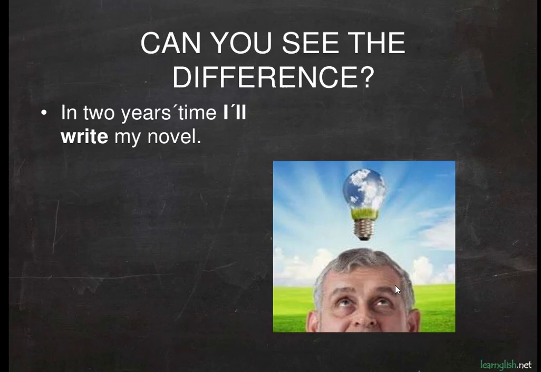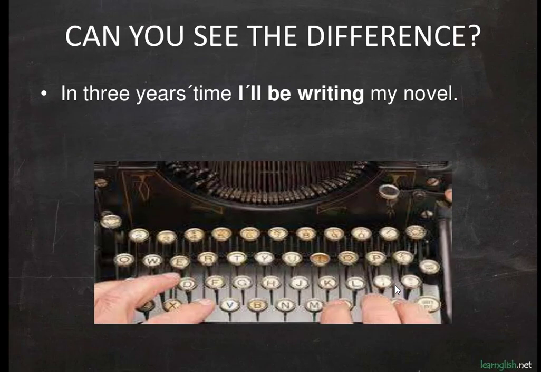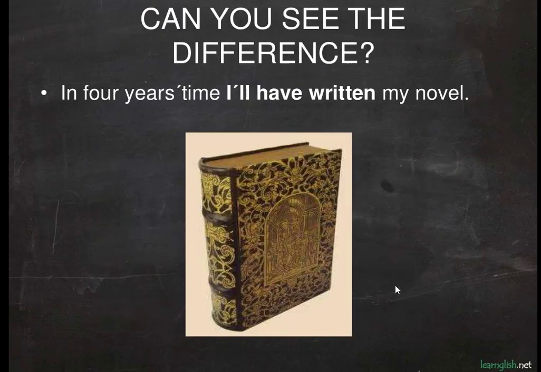In 2 years' time, I'll write my novel. It's just an intention. In 3 years' time, I'll be writing my novel. I will already be writing my novel. I won't have finished it. In 4 years' time, I'll have written my novel. My novel will have been written and completed in 4 years' time.